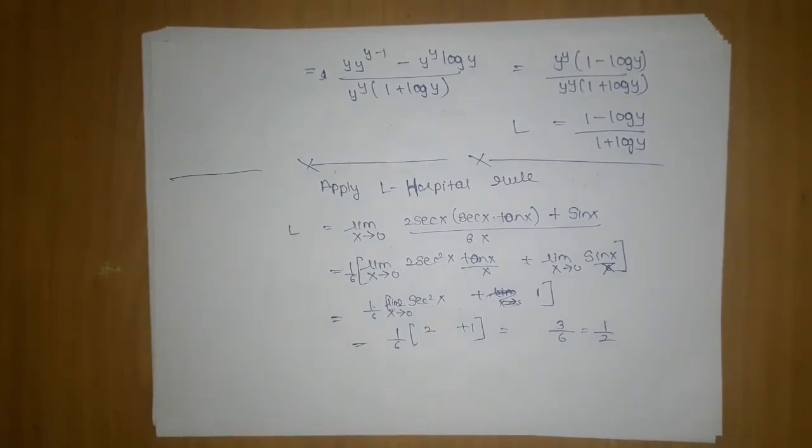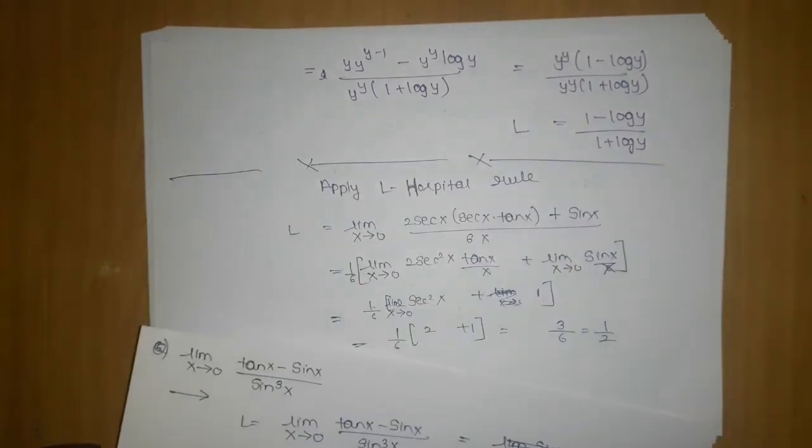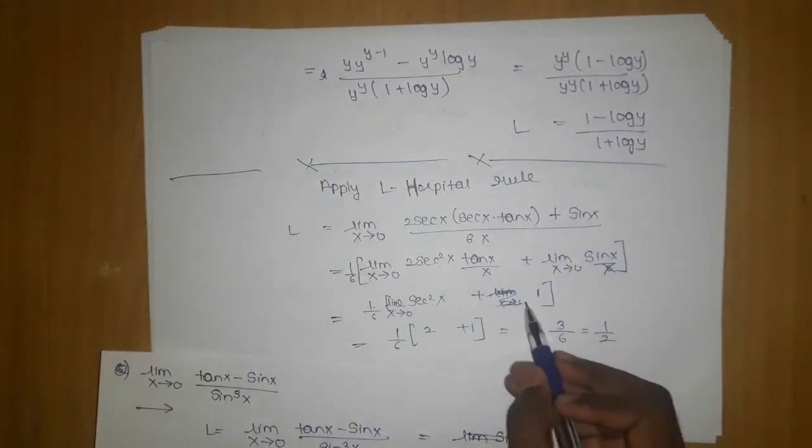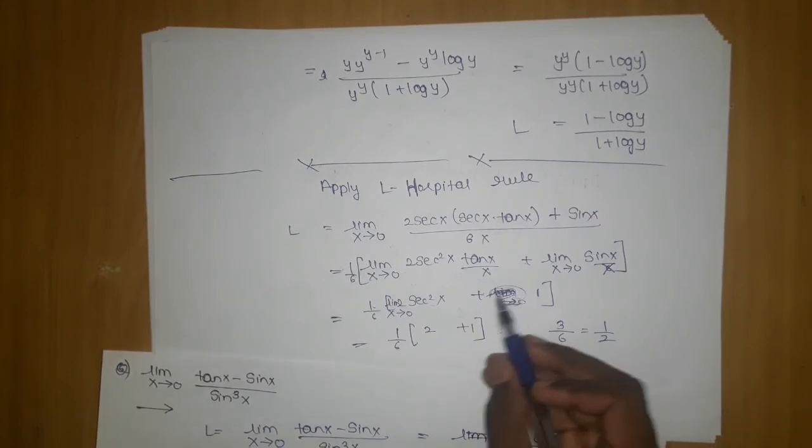Okay, so hope you have understood this problem, and after this step you have to write this thing equal to this, and you will get the complete mark. Sorry for some silly mistakes. Okay, hope you have understood. Now let's move on to the next problems.